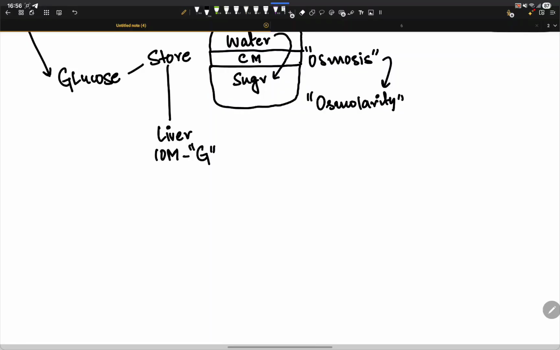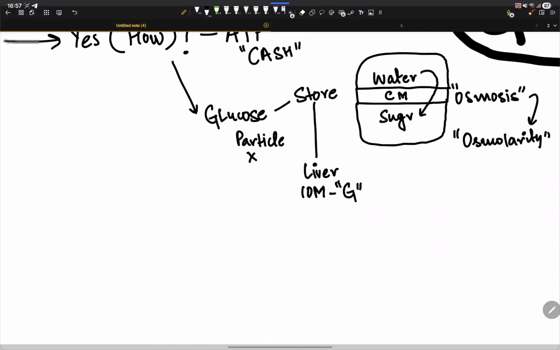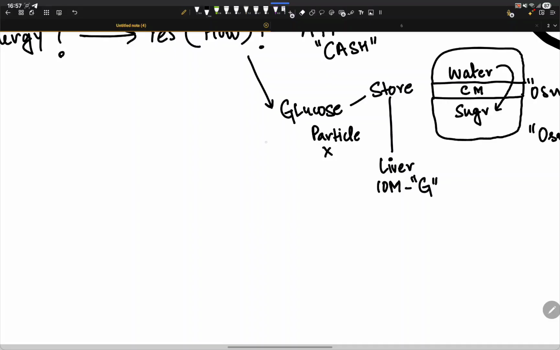Okay, so storing glucose is bad for the business. It's just bad for the osmosis. Then how can we store glucose, right? We can't store glucose in a molecular way. Let me write it. Particle. Can't. Then how can we solve this problem?